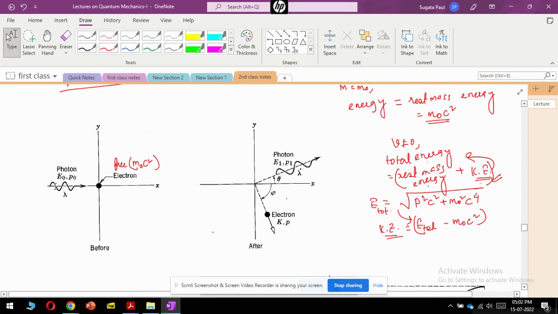So anyway, this is the photon that is incident and this is the electron sitting in its position. And this is after the collision, where that electron is hit by the photon.